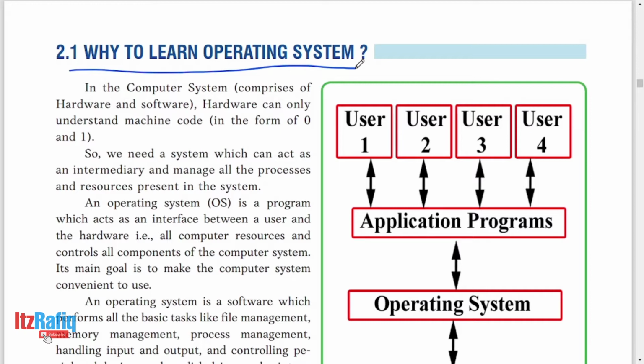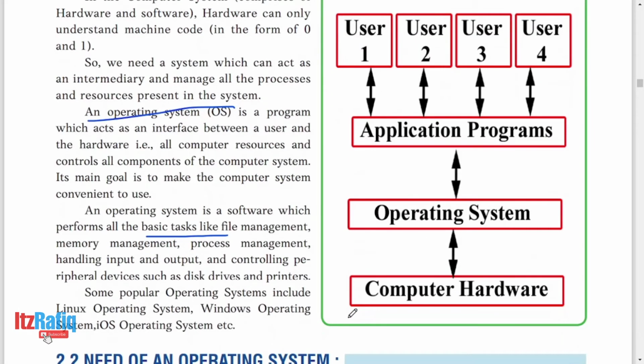In the same way, in a computer system we also need a system software which can understand our language and the computer language. An operating system is a program which acts as an interface between the user and the hardware. It manages all computer resources and controls all components of the computer system. Its main goal is to make the computer system convenient to use. An operating system is software which performs all the basic tasks like file management, memory management, process management, handling input and output, controlling peripheral devices, etc. Some popular operating systems are Windows, Mac OS, iOS, Android, etc.